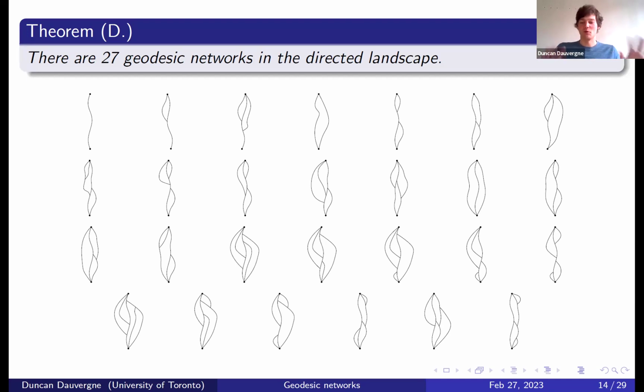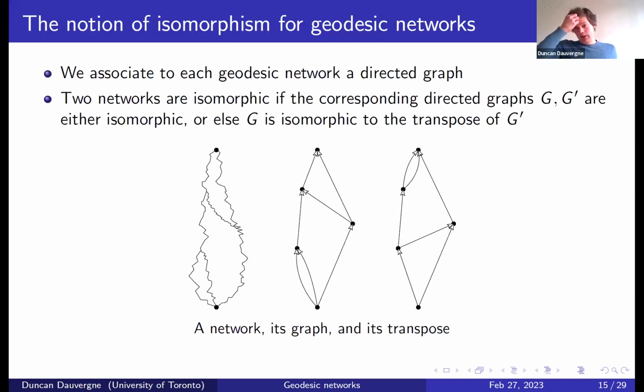All right, so let's try and understand what is going on here. How did I get these 27 things, and what is the notion of isomorphism? Okay, so what should we do? We should turn geodesic networks into graphs, right?